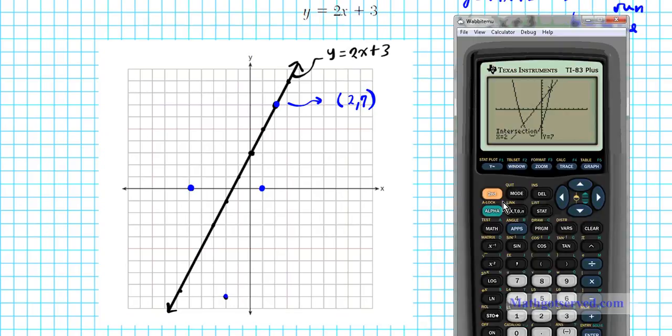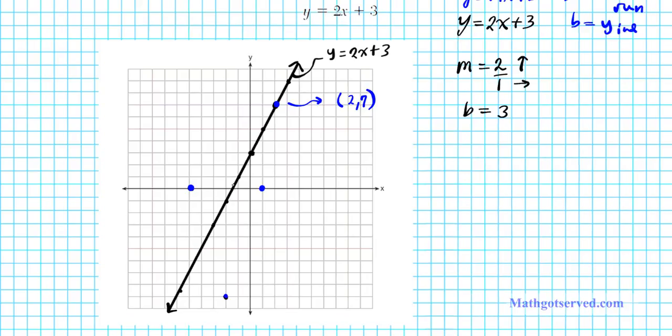So second function calculate again, intersection, option 5. First curve, please move your cursor to a point close to where the intersection point that you want to calculate is located. Right there. Press enter. Second curve. Enter. Guess. The second intersection is at -4 and -5. So let's go ahead and graph that. -4, 1, 2, 3, 4. -5, 1, 2, 3, 4, 5. Right there.